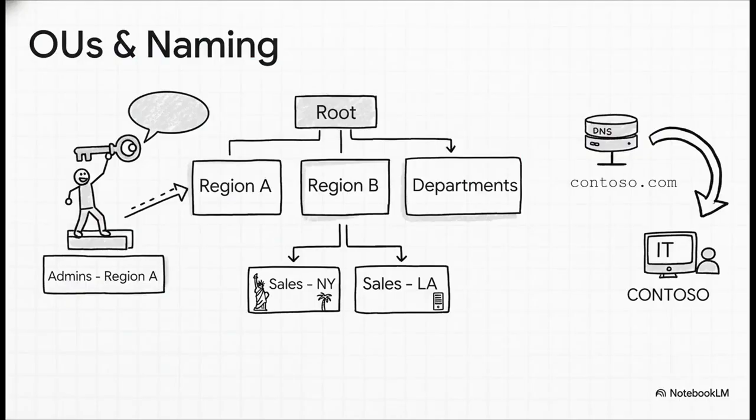Now, when we talk about organizational units, or OUs, their whole purpose is delegation. You build them out so you can hand off control to specific teams over their own users and computers. And for naming, please just keep it consistent. Your DNS name, like Contoso.com, and that older NetBIOS name, Contoso, should match up to avoid headaches down the road.